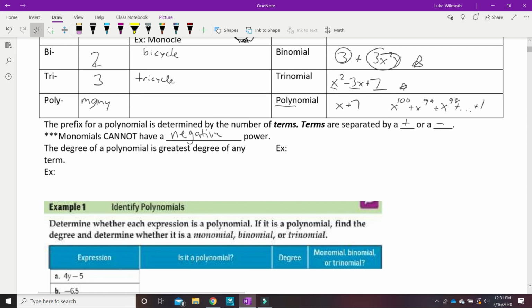Okay, so an example, let's mix up our colors here. It says the degree of a polynomial is the greatest degree of any of its terms. So let's say here we have like x.